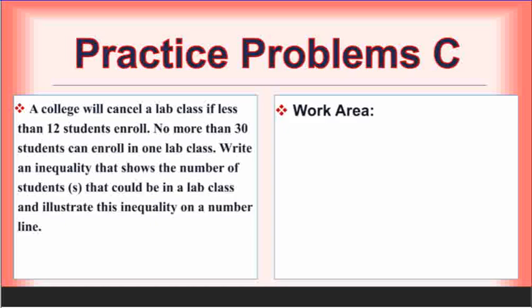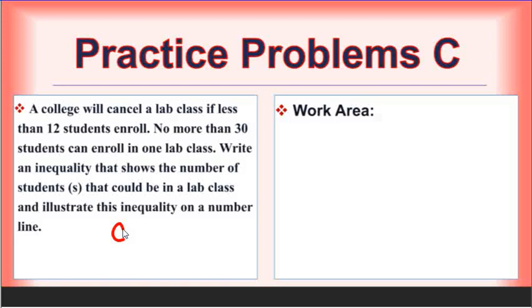And let's look at an application problem. A college will cancel a lab class if less than 12 students enroll. No more than 30 students can enroll in one lab class. Write an inequality that shows the number of students that could be in a lab class and illustrate this inequality on a number line. So let's first, we'll use C for class.